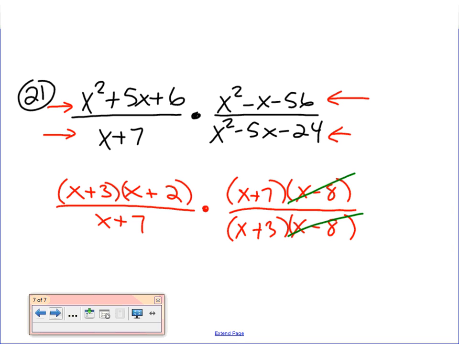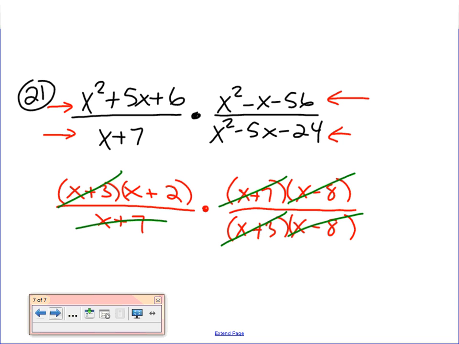X plus 3. There's an x plus 3 on the top. There's also one at the bottom. So we can cancel those out. They don't have to be directly underneath each other, guys. As long as one's on top and one's on the bottom. Notice we can cancel out this x plus 7 with this x plus 7. Anything else? Looks like that's it.